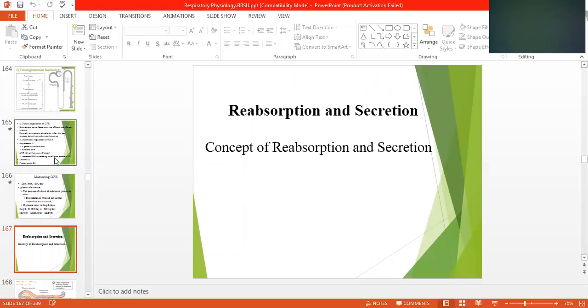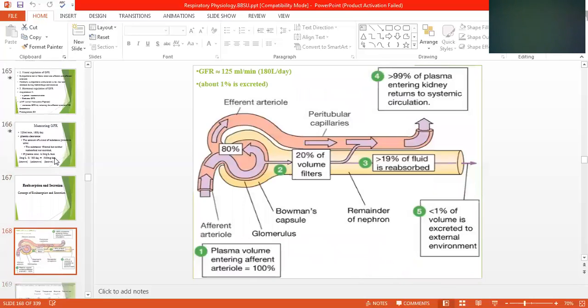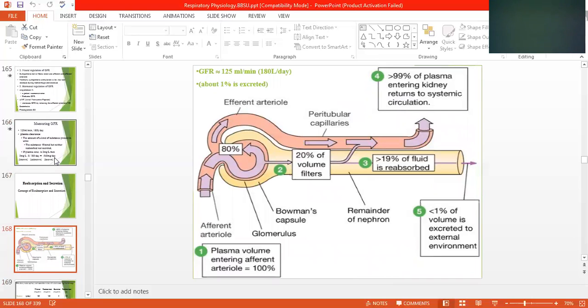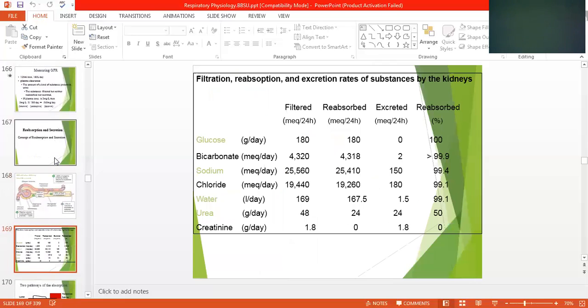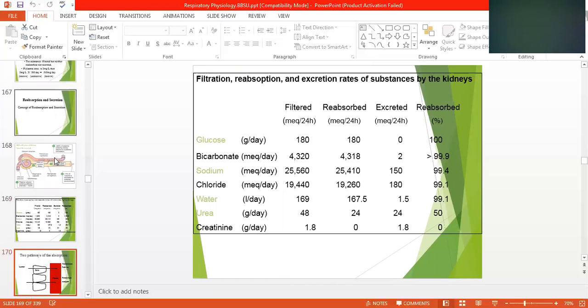Reabsorption and secretion, the concept of reabsorption and secretion. Efferent arterioles are where blood leaves the Bowman capsule, and the afferent arteriole is the place from where it entered the glomerulus, Bowman capsule. Of the 20% of the volume filtered, 19% of the fluid is reabsorbed. 19% is reabsorbed along the tubules, up to the distal end. This is the absorption and excretion rate of substances by the kidney.